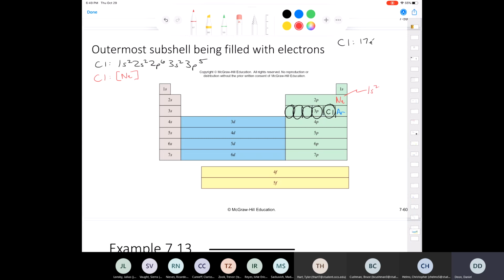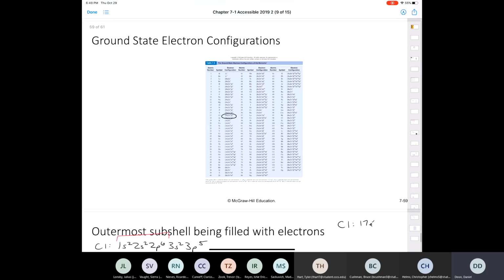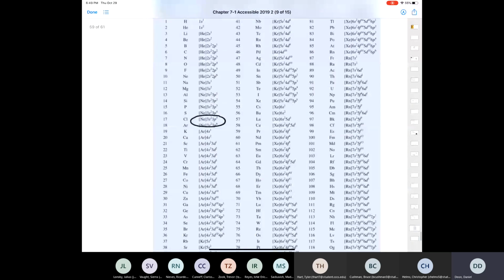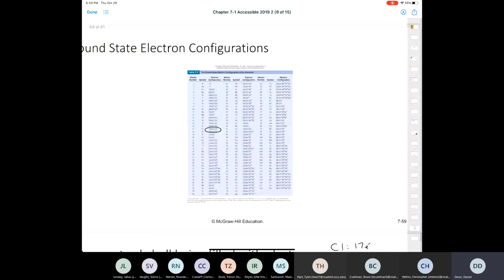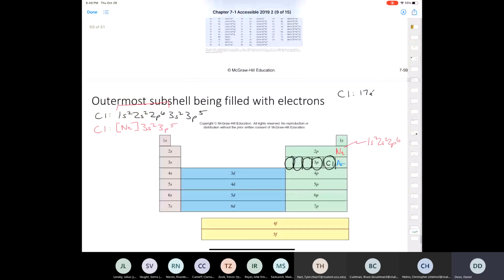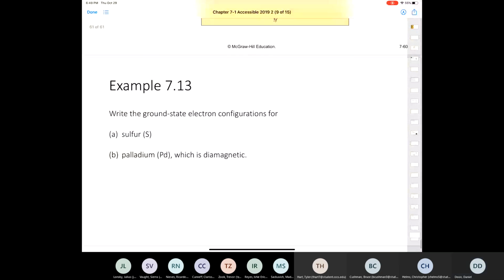It's 1s2, 2s2, 2p6. So that covers all of this part right here. So then you just write neon, 3s2, 3p5. That's called shorthand electron configuration, and obviously based off of this slide, it's very popular. It's very common. If you're wondering, do I have to know how to do both? The answer is, of course. All right, well, with that in mind, let's try a couple here.